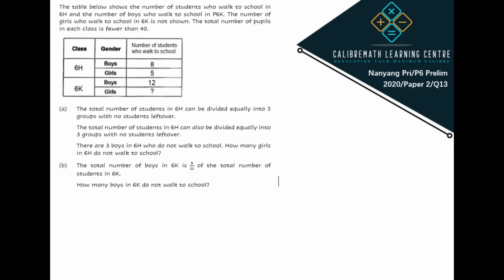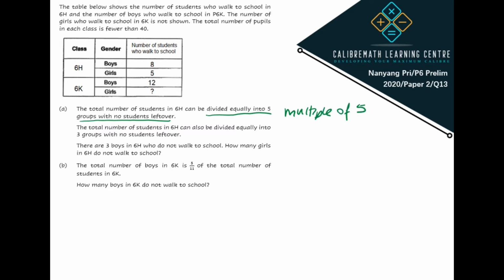Looking at a clone question from Nanyang Primary, P6 Prelim paper in 2020, question number 13 of paper 2. Let's take a look at part A. The first statement states that the total number of students in 6H can be divided equally into 5 groups with no students left over. So this implies that the total number of students in 6H is a multiple of 5.